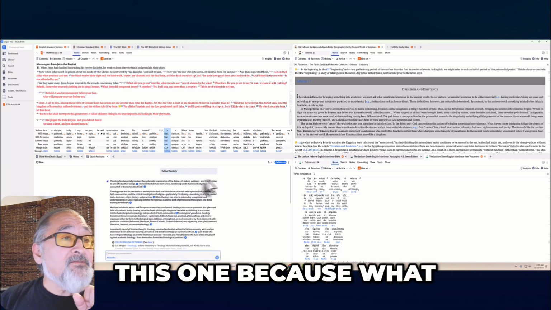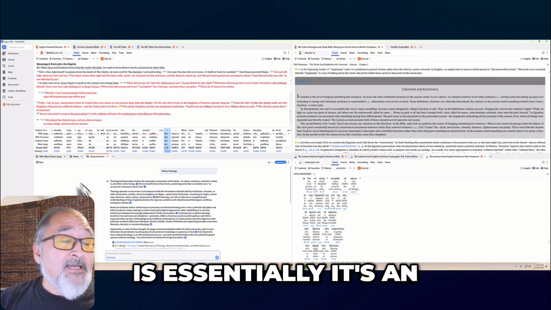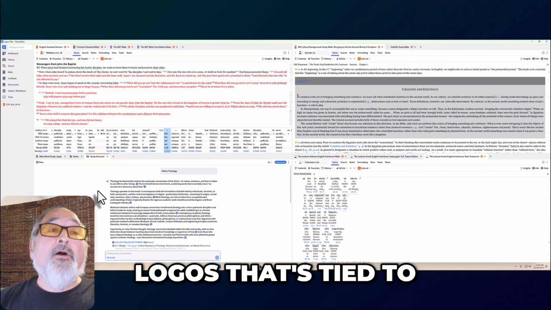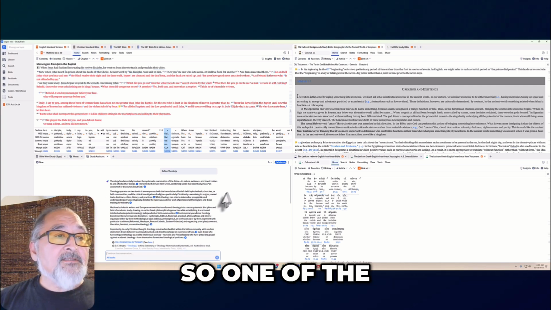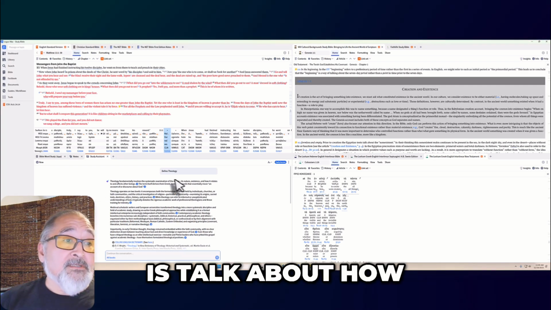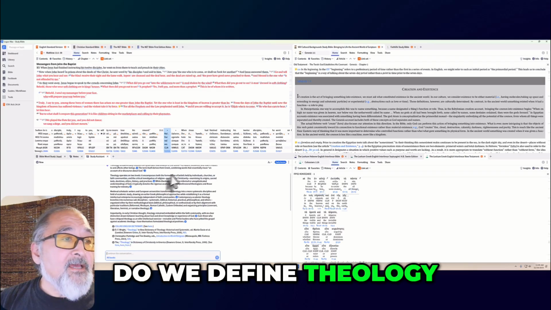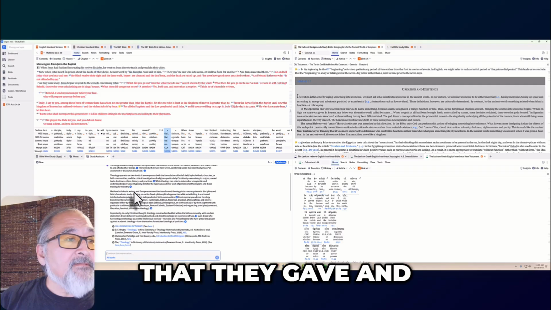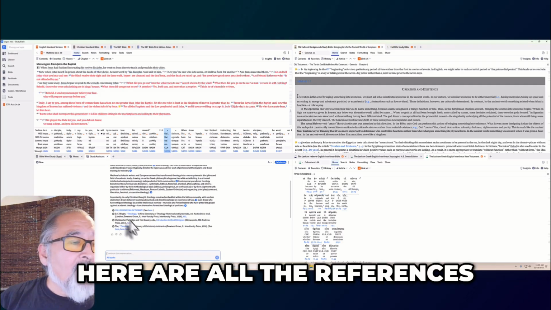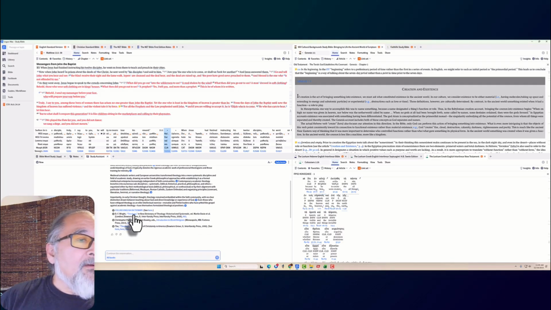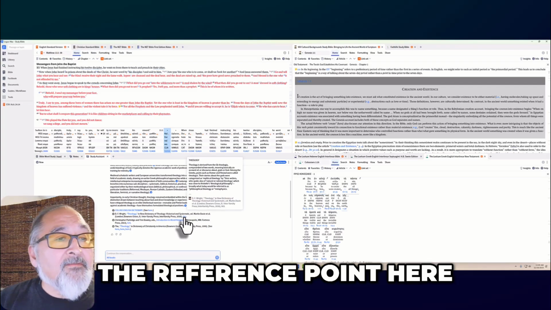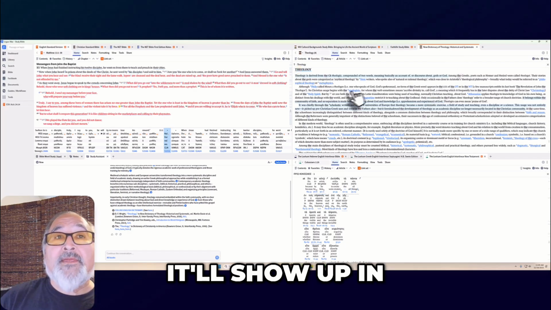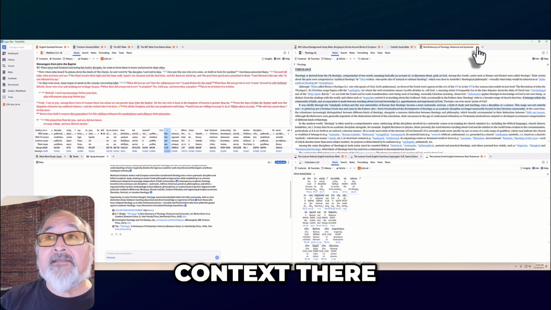But I really love this one because essentially it's an AI built into Logos that's tied to all of their books and all the books that you own. So one of the things I want to do here is talk about how we define theology. So I said, okay, define theology. And here's the information that they gave. And here are all the references. And if you press on the reference point here, if you have the book, like in this case I do, it'll show up in the book itself so you can read the context there.